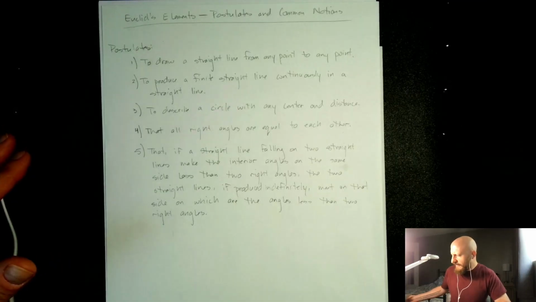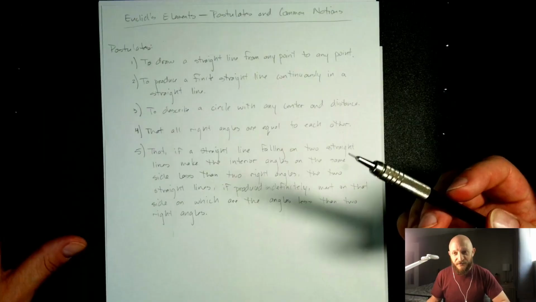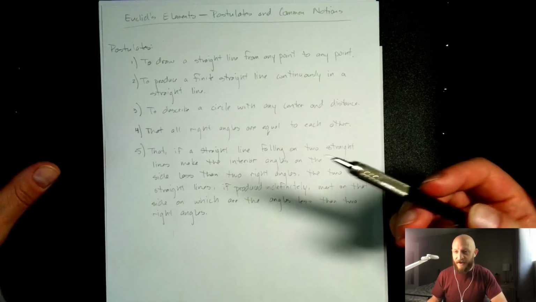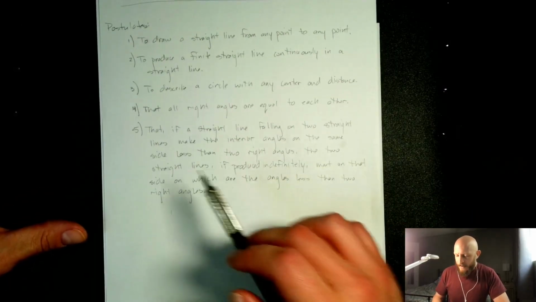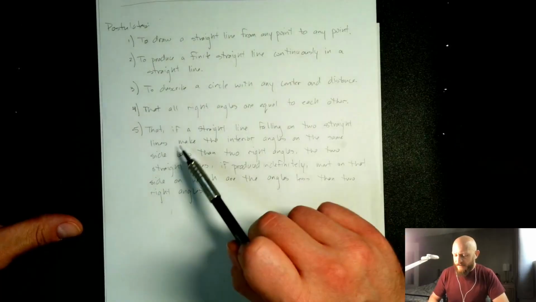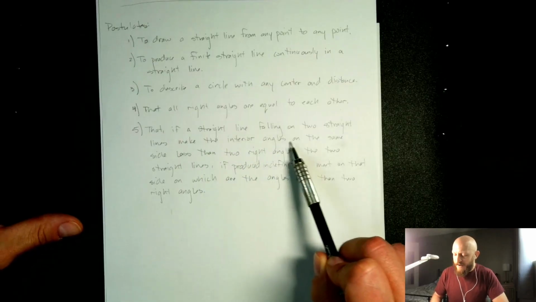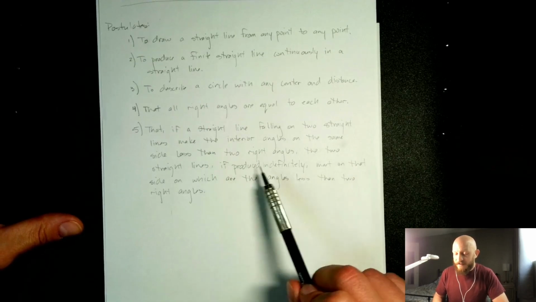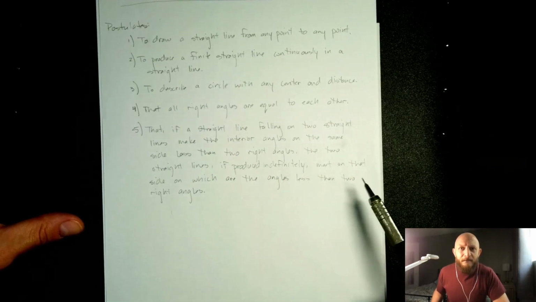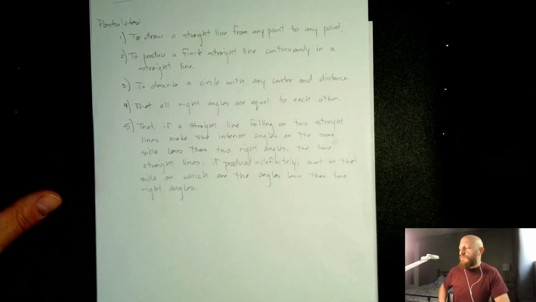Postulate 5 says that, and I'll read it first in the language that it's written, and then I'll give my quicker interpretation and maybe make a diagram of it too. So it says that if a straight line falling on two straight lines makes the interior angles on the same side less than two right angles, the two straight lines, if produced indefinitely, meet on that side on which are the angles less than two right angles.